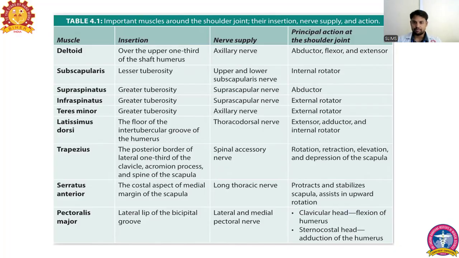The action of the trapezius is rotation, retraction, elevation, and depression of the scapula. Then the next muscle is serratus anterior. The serratus anterior originates from ribs 1 to 9 on the lateral aspect, and it attaches to the costal aspect of the medial margin of the scapula. So it runs from anteriorly to posteriorly, and it is supplied by the long thoracic nerve. The main action of the serratus anterior is protraction of the scapula and upward rotation.